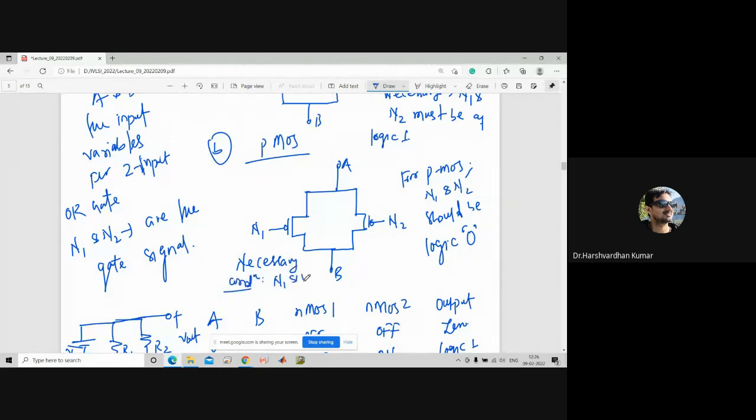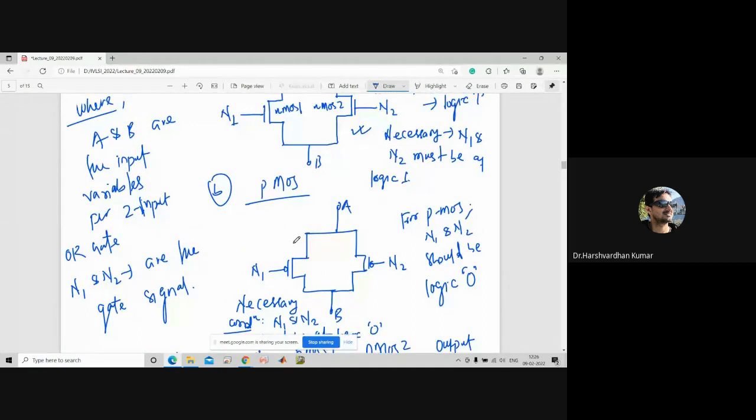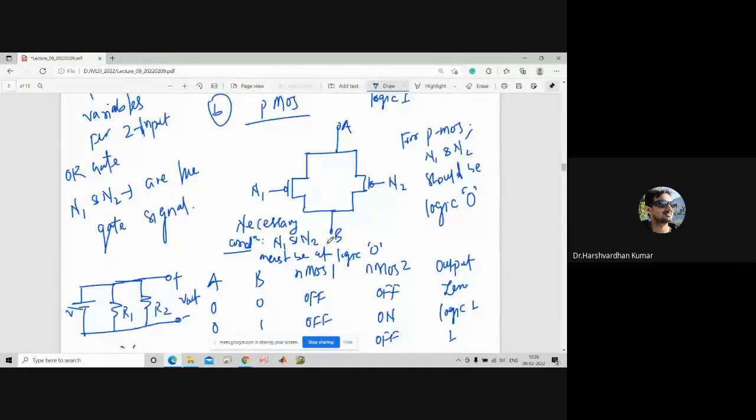N1 and N2 must be at logic 0. Okay, so any doubt in understanding this concept?